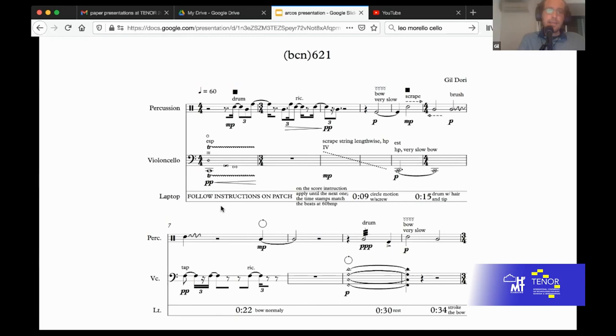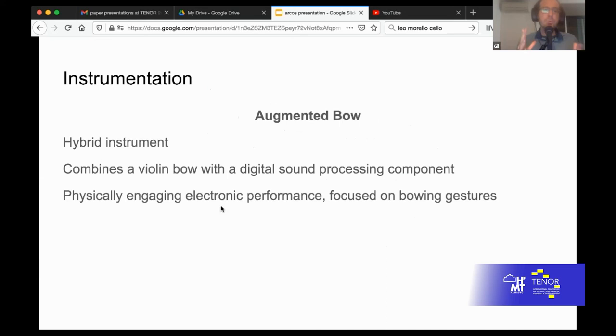So the instructions show up at certain times. And because of those notions of a hybrid instrument that combines the violin bow with a digital sound processing component, and I wanted it to create this physically engaging electronic performance that is focused on bow and gestures, I came to the conclusion that doing it with a notation that also expresses this morphology of playing the bow is the best way to go with it.